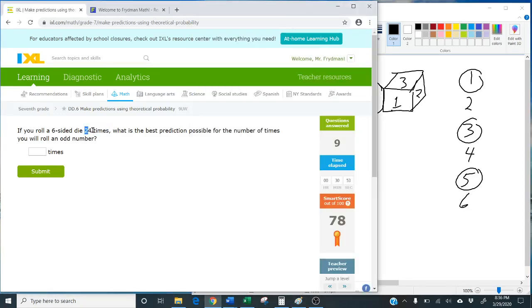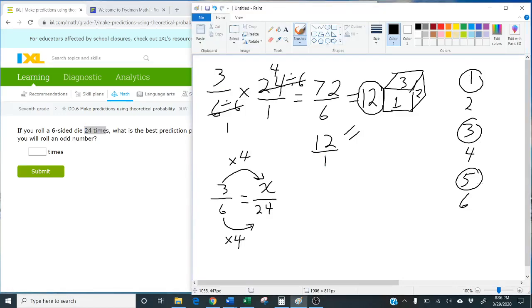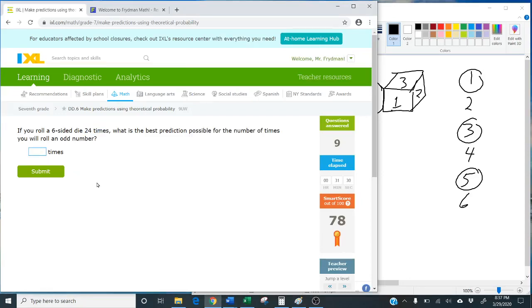So if we roll the die 24 times, we would expect an odd number to come up about 12 times. Now, if you actually do this, are you definitely going to get an odd number 12 times? No, you might get an odd number 13 times. You might get an odd number 9 times. It's possible that you get an odd number all 24 times, but that would be pretty unlikely. The best prediction you can make is to say 12. If you had to bet on it, the best bet to make would be 12.